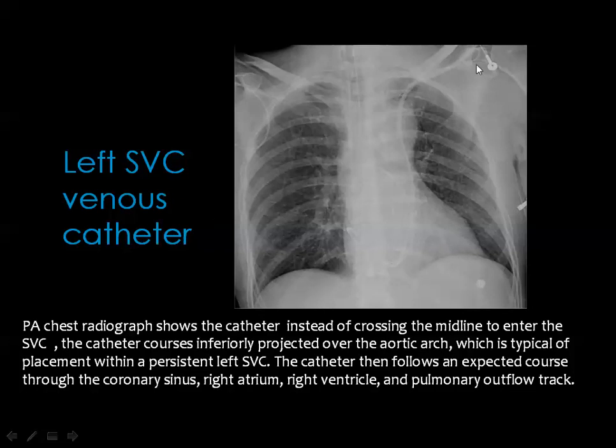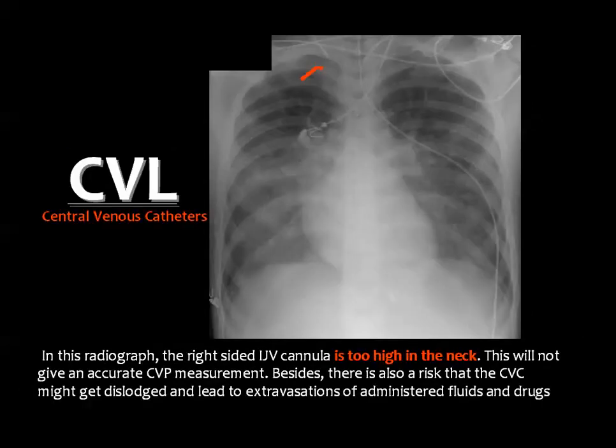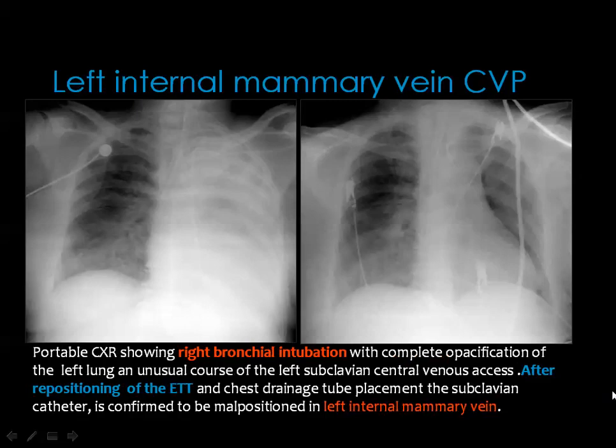Then, if you introduce the catheter through the subclavian vein, it should go across the midline to the superior vena cava, but the catheter has reached into the right side of the heart because the patient had a left-sided superior vena cava. And this is an abnormally too high central venous catheter, which is seen at the level of the first rib, and this may result in many complications.